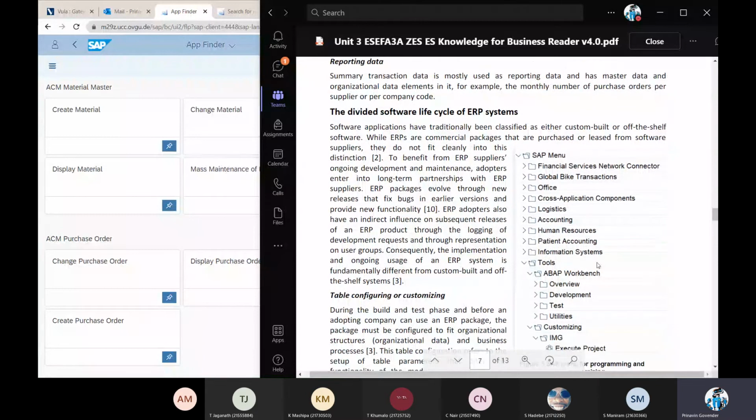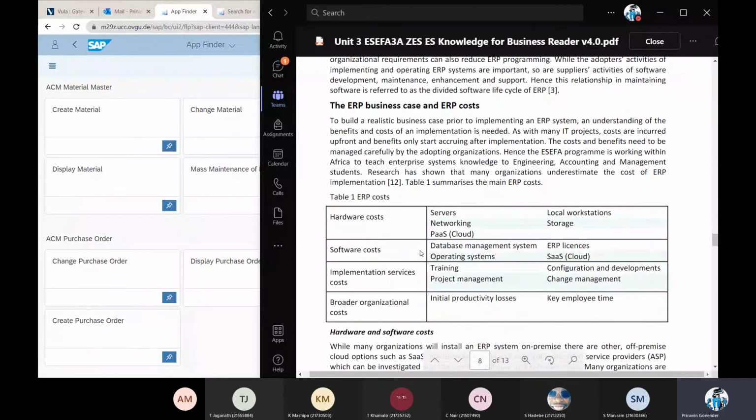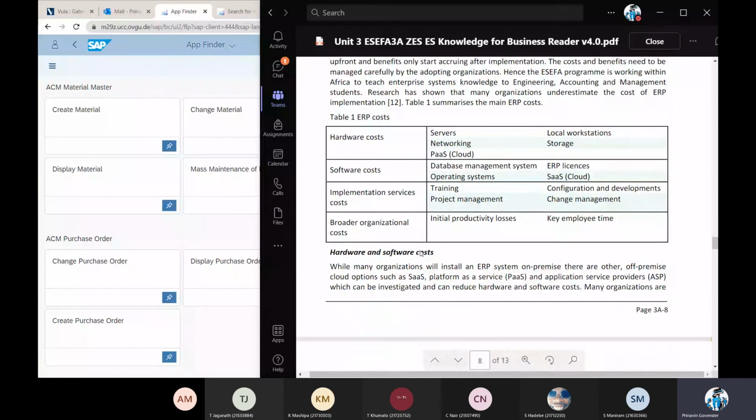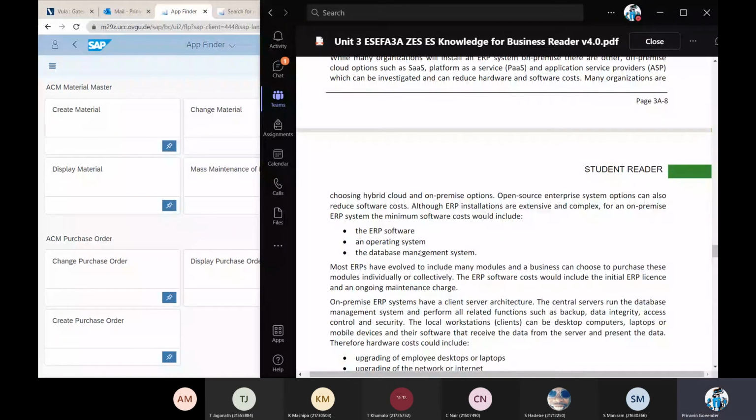Remember in our first semester when I did the demonstration, it looked something like that. In our example, it doesn't look like that. SAP programming, you can go read up on the SAP business cases, hardware and software costs. Read.